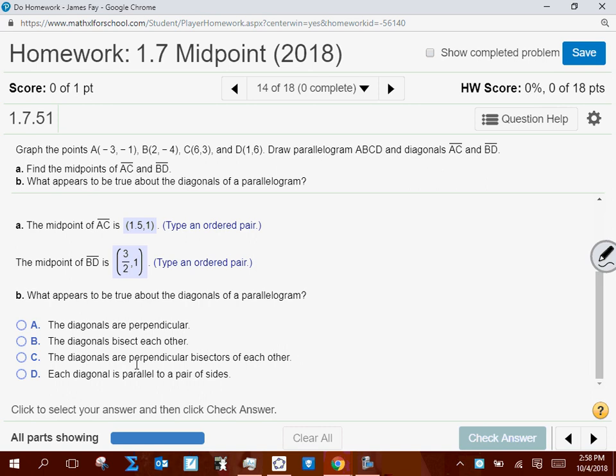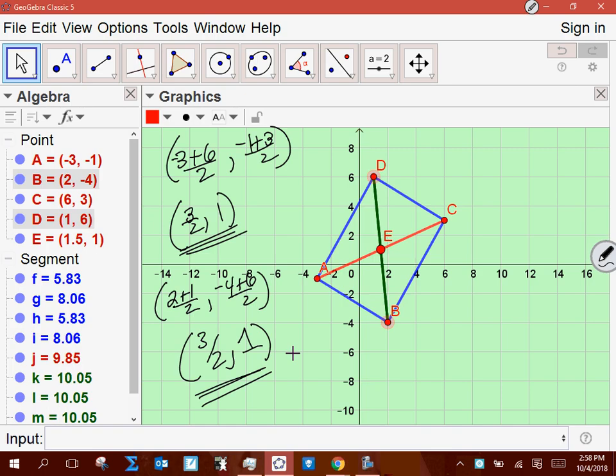Okay? So it says, what appears to be true about the diagonals of a parallelogram? Well, we got all these options. Let's go back to the picture. If that red segment is passing through the midpoint of the green one, right? So E is the midpoint of the green segment. The red one is passing through that. So by definition, we have a line, a segment, a ray, or a plane that is passing through a segment's midpoint. It is said to be what of that segment?